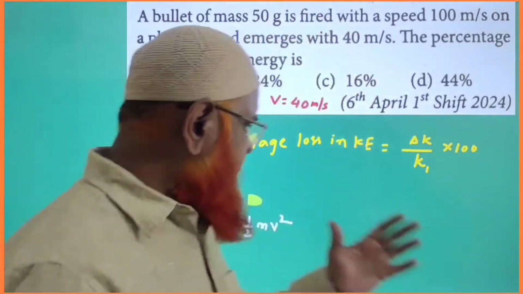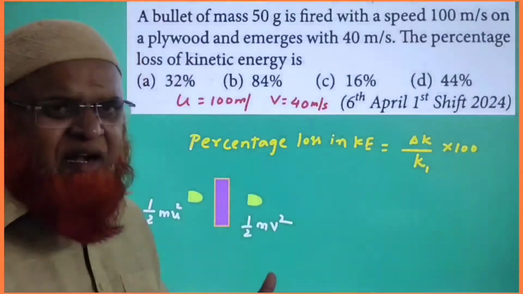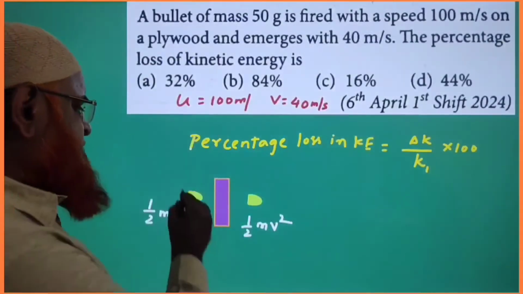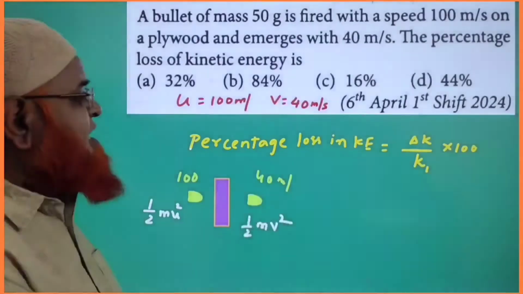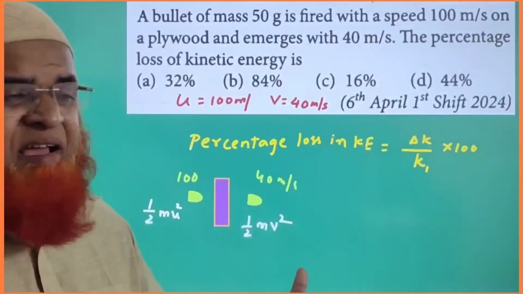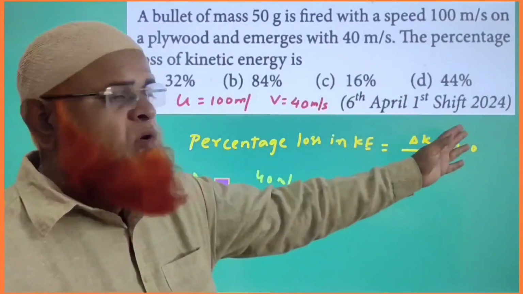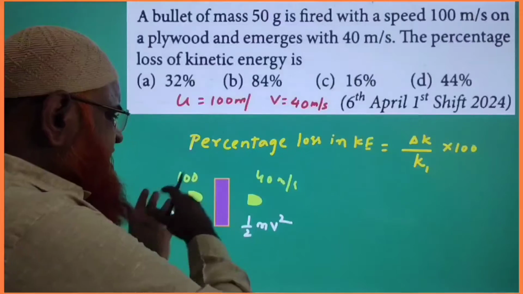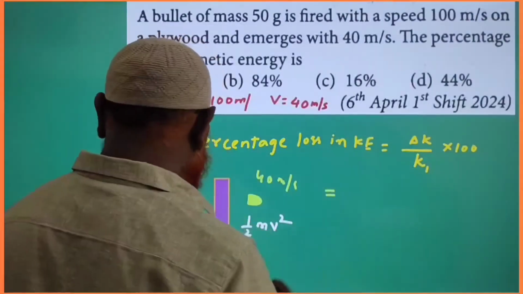My dear students, a bullet enters into a wooden plywood and it loses its kinetic energy because its velocity previously was 100 and now it has become 40 meters per second. Then what is the loss in kinetic energy? For that, loss divided by original into 100. So what is the loss? Loss means initial minus final kinetic energy divided by initial kinetic energy, which is going to be like this.